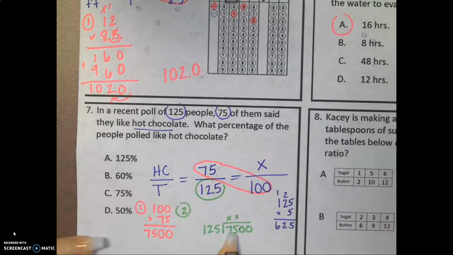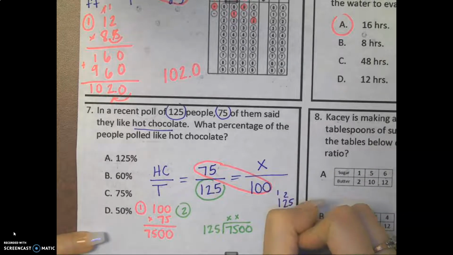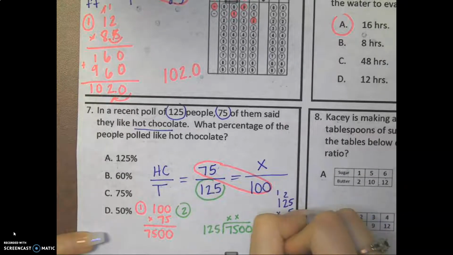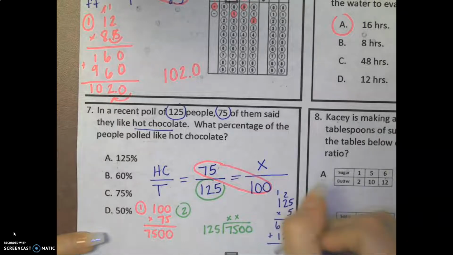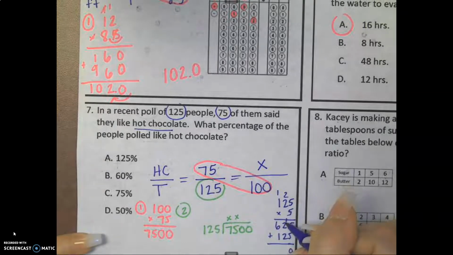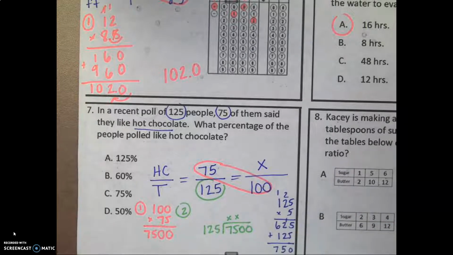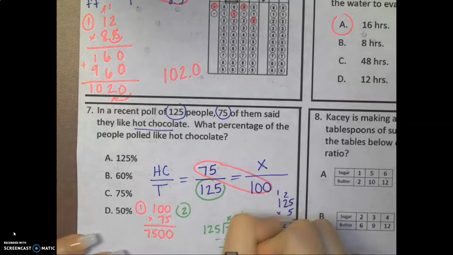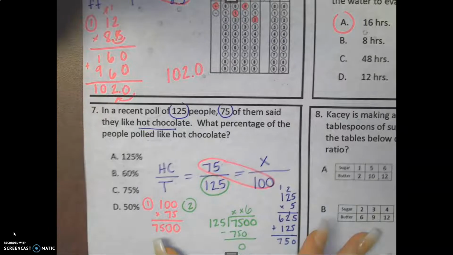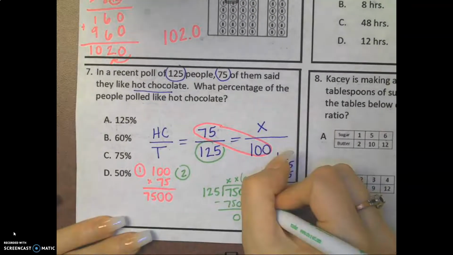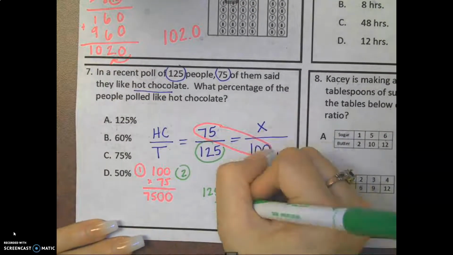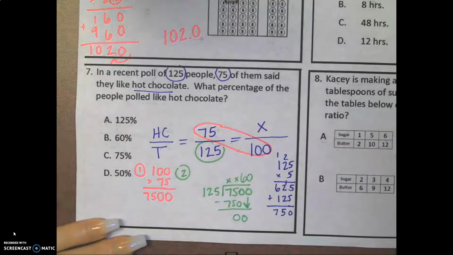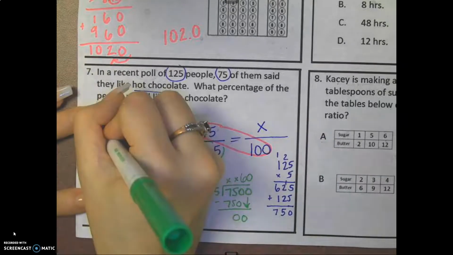So I think I can fit in another one. Let's see what happens if I add another 125 to it. 5 plus 5 is 10, carry the 1. 2 plus 2 is 4, plus 1 is 5, and 6 plus 1 is 7. So it goes in 6 times. We get 750. 0 left, and we bring down our 0, and then 125 cannot go into 0, so we put a 0. So my answer would be 60%.